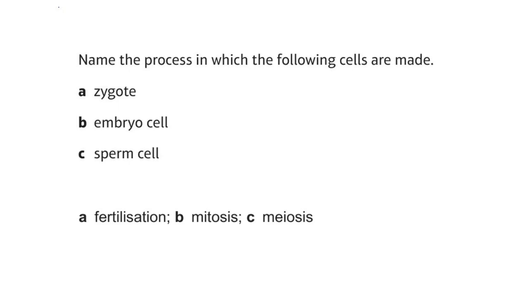And the last one, C, was a sperm cell. And a sperm cell, remember, is a gamete. And we know that gametes are haploid cells. And haploid cells must be made by the process of meiosis. So if you need to correct any of those, just pause here and do that.